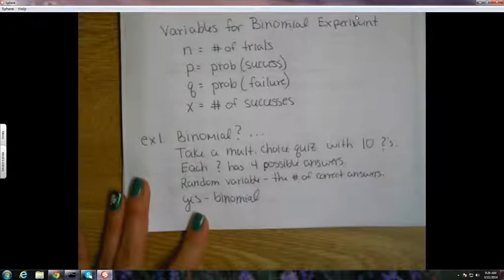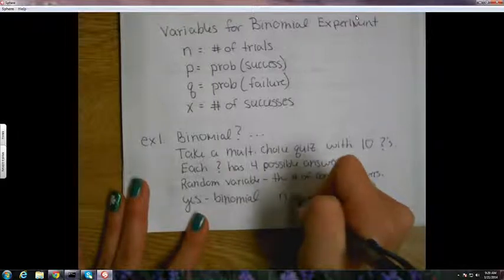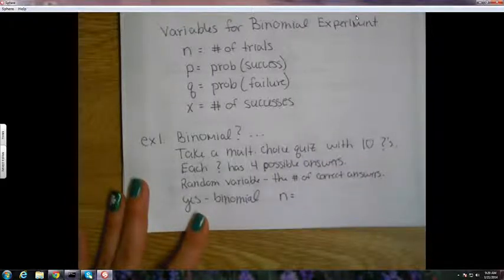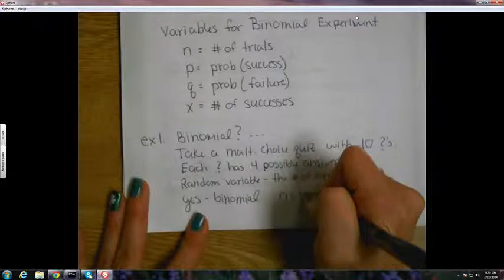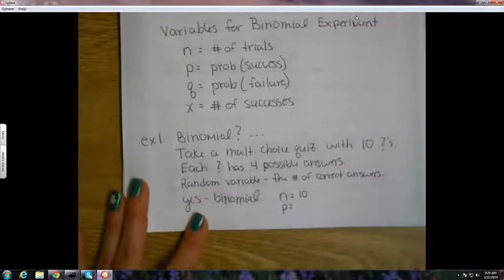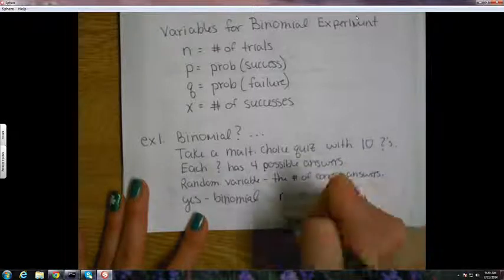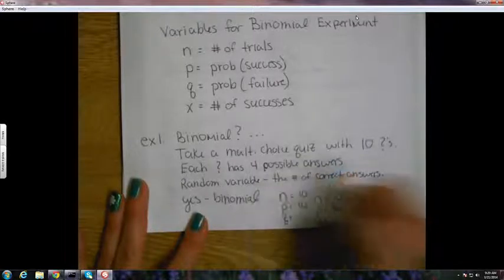Okay, now that it is, I want you to be able to pick out N, P, Q, and X. N is the number of trials. How many trials did you say I was doing? 10. So N is 10. P is the probability of a success. What's the probability that I succeed on each trial? 1 out of 4. 1/4. What's the probability that I fail on each trial? 3/4.